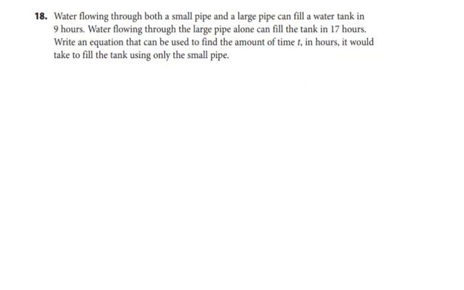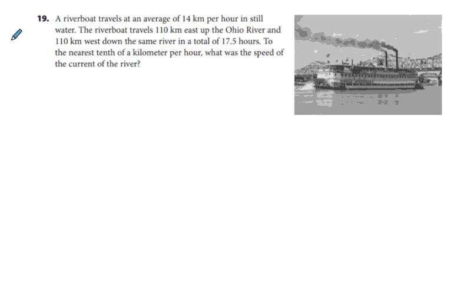Okay, let's go to this last one we're doing in this set. A riverboat travels an average of 14 kilometers per hour in still water. The riverboat travels 110 kilometers east up the Ohio River and 110 kilometers west down the same river in a total of 17.5 hours. To the nearest tenth of a kilometer per hour, what was the speed of the current of the river?